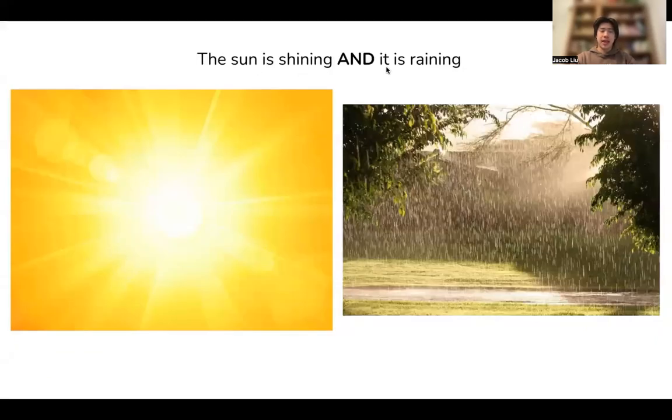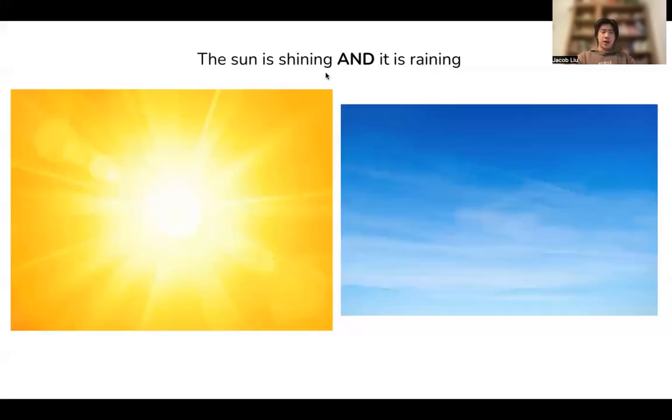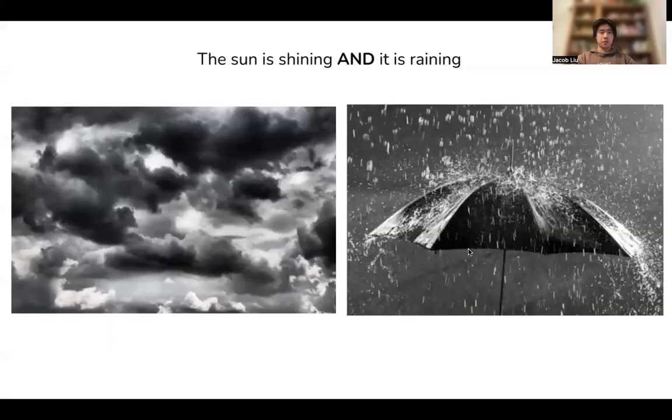For example, the sun is shining and it is raining, right? This is true because the sun is shining and it is raining. But in this case, it would be false because the sun is shining, but it's not raining. And it would also be false in this case because the sun is not shining, even though it's raining, the sun is not shining. So the whole thing is false.